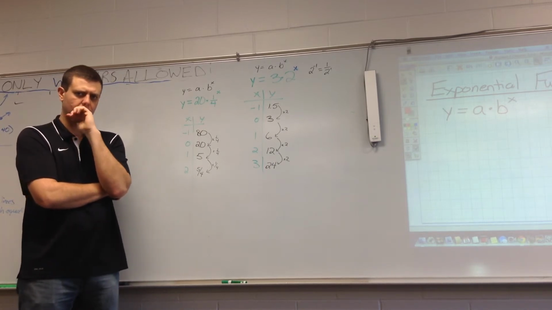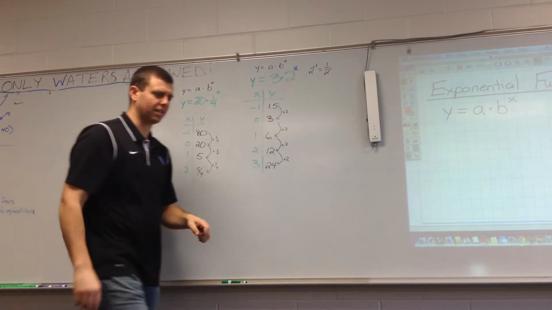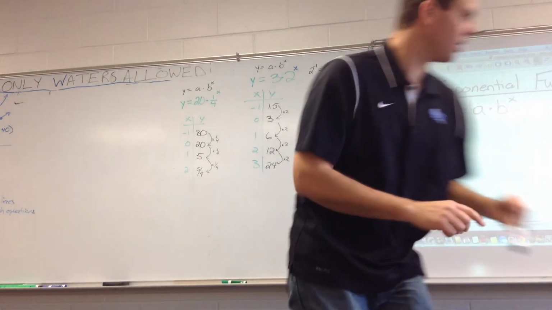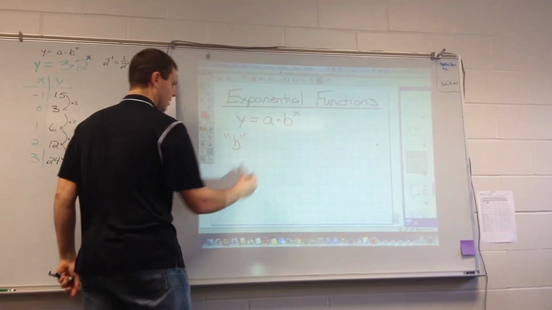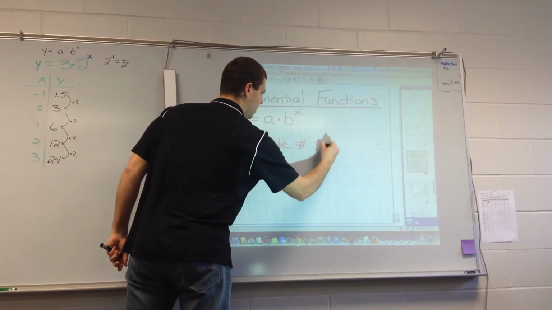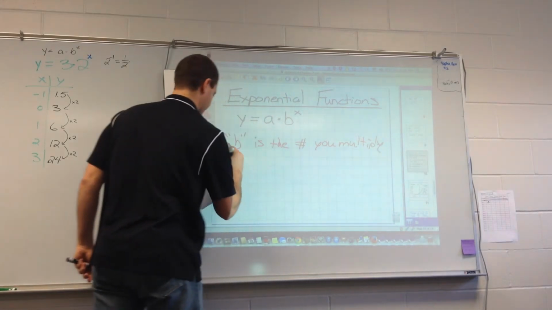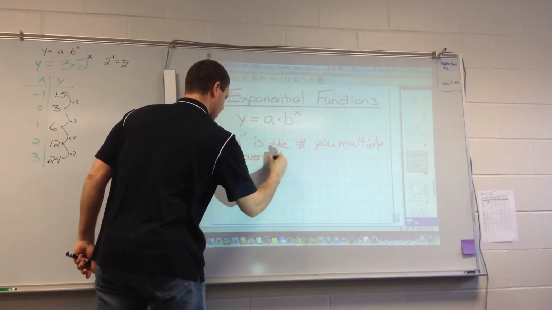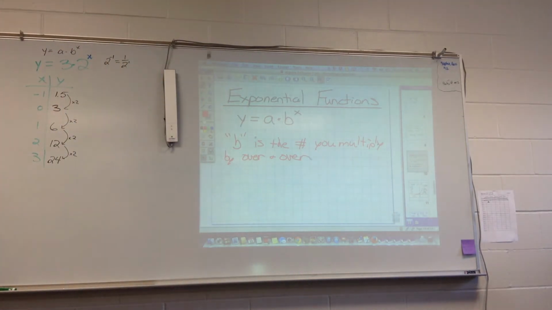What else were you going to add? Nothing right now? Okay. So, the b value is exactly that. B is the number you multiply by over and over. So you don't need to find like one value, you can just multiply the rest. Absolutely, yep. Well, not even that here in a second.